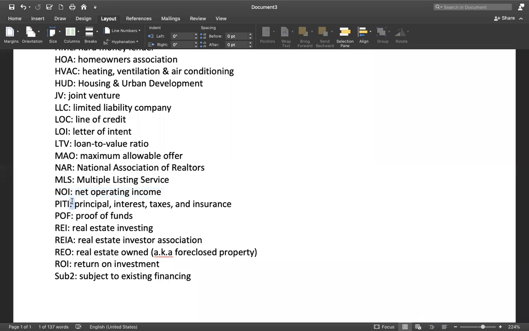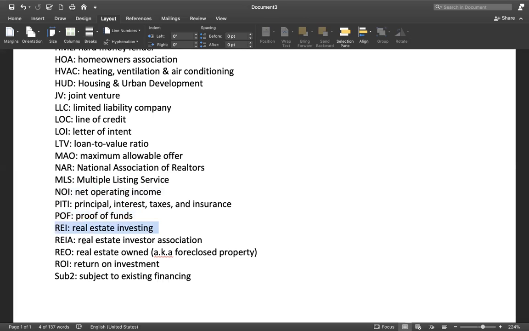PITI also stands for principal, interest, taxes, and insurance. So that's like your monthly mortgage payment that you're used to if you escrow your taxes and insurance. POF stands for proof of funds. So if someone asks for a POF and you're making a cash offer of 200K, do you have a bank statement to prove that, or a letter from a lender to prove that you have the funds to close on this deal and make that cash offer?